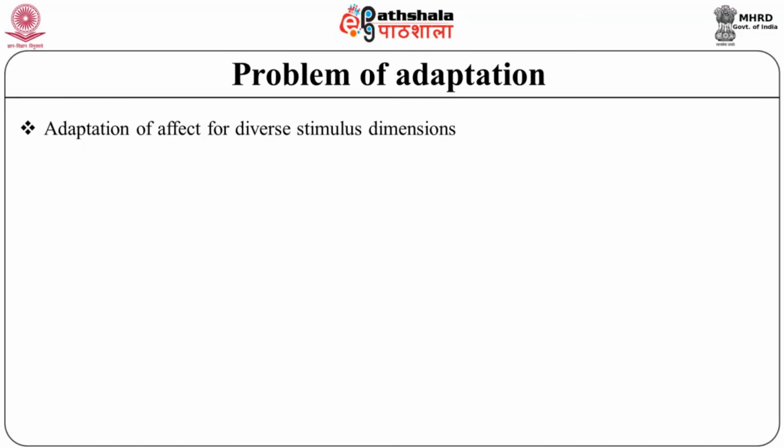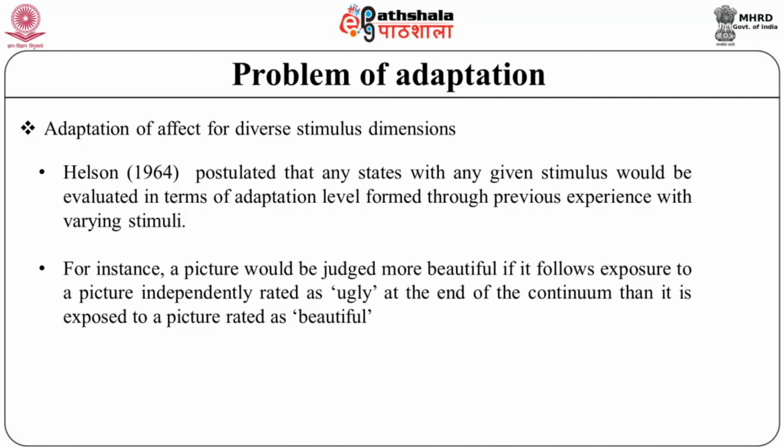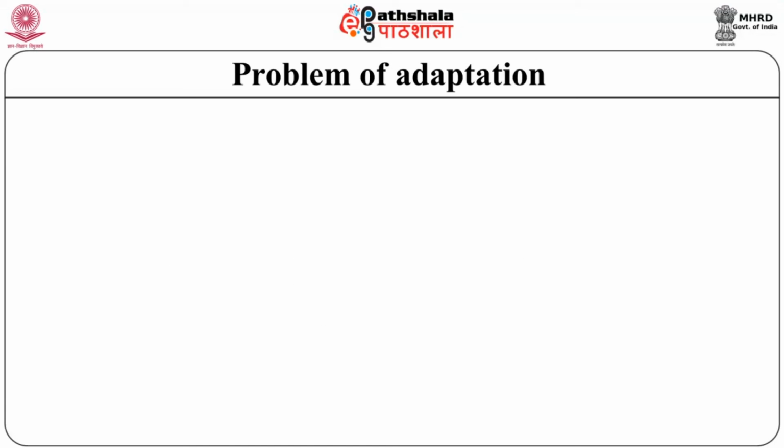Now let us see the adaptation effect for diverse stimulus dimensions. Helson in 1964 postulated a reference theory, which states that any given stimulus is evaluated in terms of an adaptation level formed through previous experience with the varying stimuli. For instance, a picture would be judged more beautiful if it follows exposure to a picture independently rated as ugly, at the end of the continuum, than if it is exposed to a picture rated as beautiful.